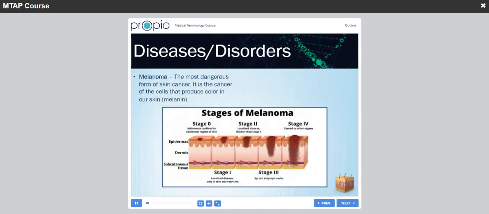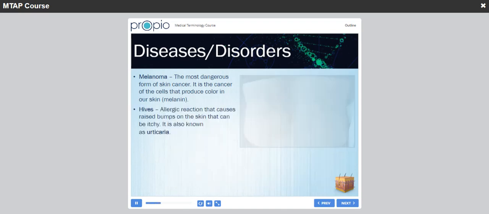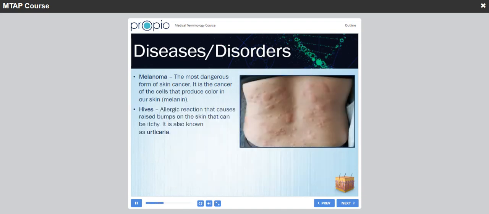Hives. It's an allergic reaction that causes raised bumps on the skin that can be itchy. It's also known as urticaria. Mole is a colored spot on the skin of various shapes, usually brown.